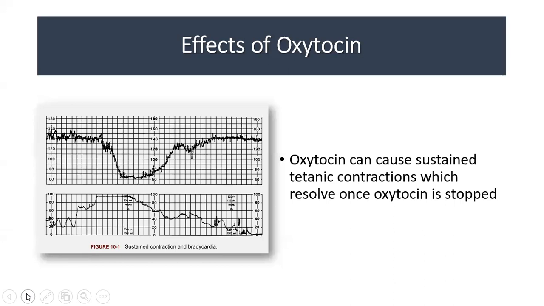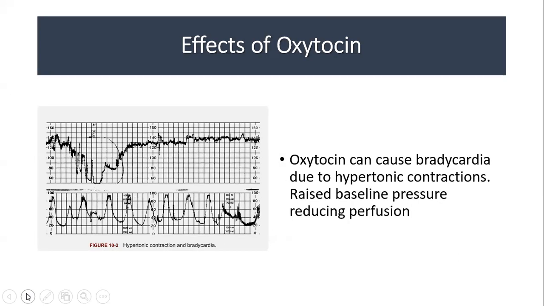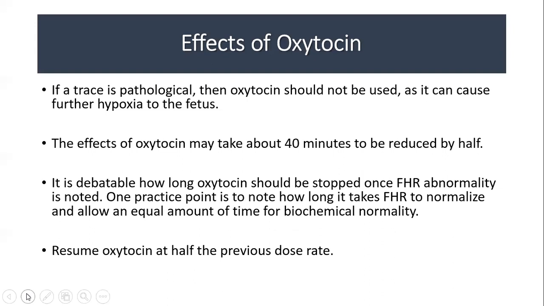Oxytocin can cause sustained contractions when we have hypertonic contractions, and these can cause bradycardic episodes. So you can see that in this picture. And these will resolve once oxytocin is stopped. Again, hypertonic contractions with raised baseline will lead to bradycardia. And this can be improved by stopping the oxytocin and sometimes giving a tocolytic agent.